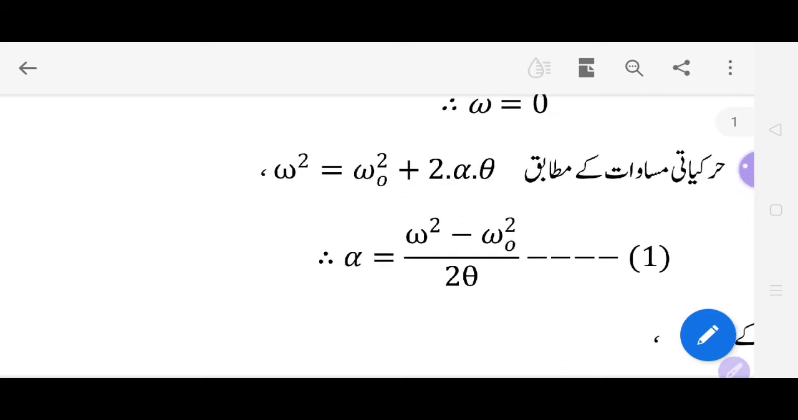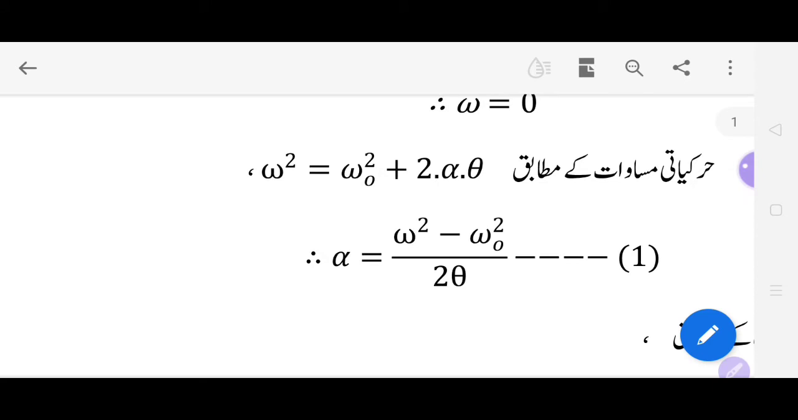Now by just rearranging this equation, we will get alpha is equal to omega square minus omega 0 square divided by 2 theta. This is our equation 1.